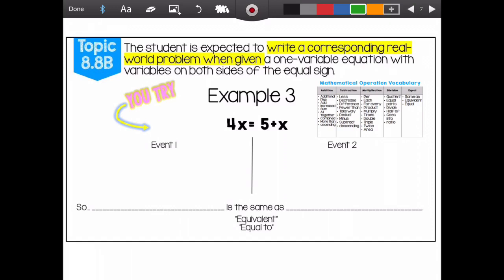This one, I want you to pause the video and give it a try. And again, I've put the vocabulary word bank over here if you need to use it. But again, pause the video, come back and see if you got it right. Okay, guys, so hopefully you worked out example number 3. Again, yours might not be exactly like mine because you might have chosen different words to describe the equation, but that's okay. As long as you're using the words from the word bank, we're all good.